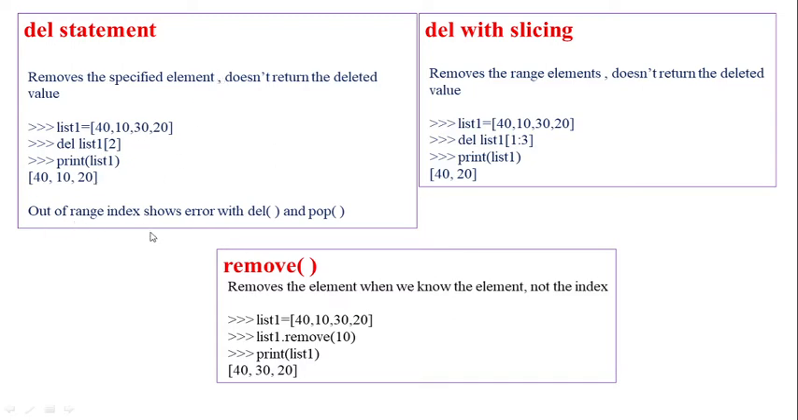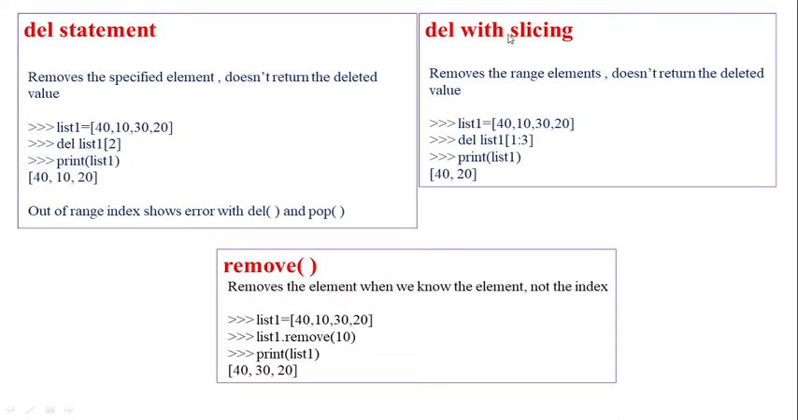Of course, it's common sense, an out of range index shows an error with both the del statement and the pop function. Actually there is no need of this parenthesis, you can avoid it. So this is how the del statement works, and with this del we have deleted only one item, that is the element at index 2.